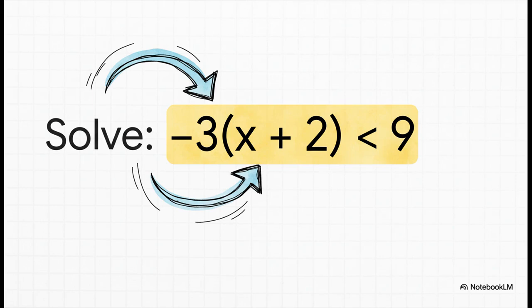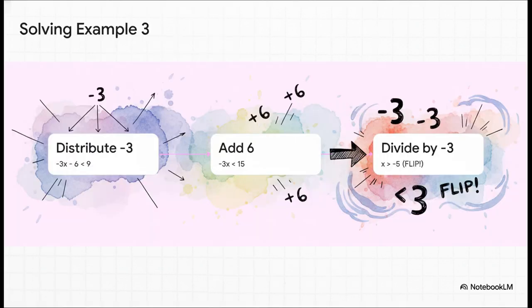Okay, let's do one more to put it all together. This one's got the whole shebang. We have negative 3 times the quantity x plus 2 is less than 9. Time for our checklist. And hey, we finally get to use step 1. First, we distribute that negative 3 across the parentheses. That gets us negative 3x minus 6 is less than 9. Next, we add 6 to both sides, which leaves us with negative 3x is less than 15.